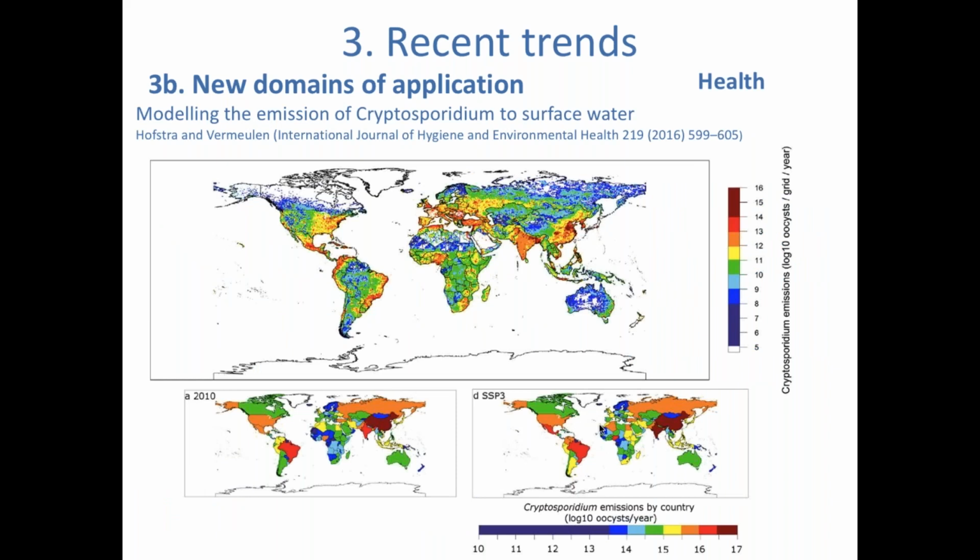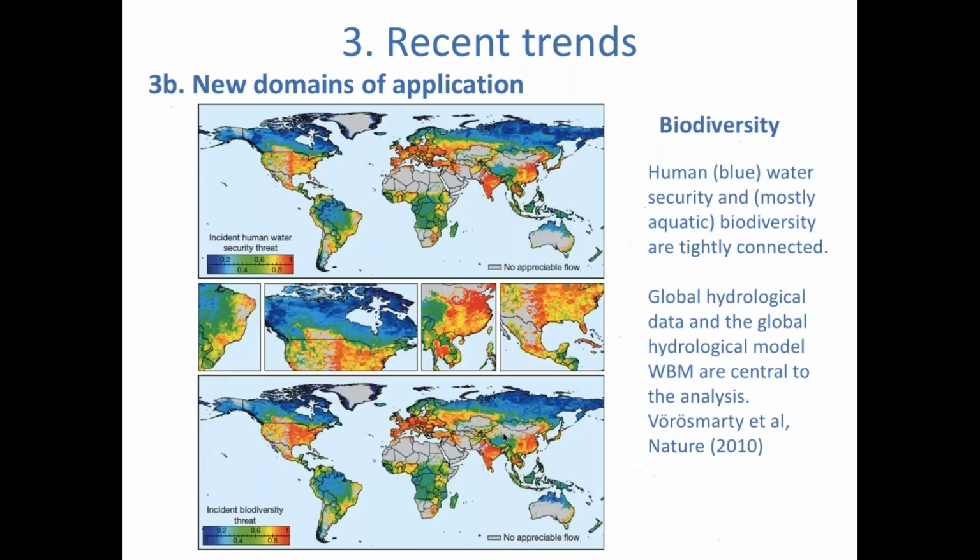This I added very recently. This is health. It was not in the review paper. I actually forgot that part, but it should have been in. This is recent work by some colleagues in Wageningen, Nienke Hofstra and a PhD student, who modeled the emission of cryptosporidium, which is a protozoan that causes a lot of diarrhea. It shows you the current emission here in numbers on a log scale of those cysts per pixel. Then below you see that per country, but also how it will develop under a certain socio-economic scenario.